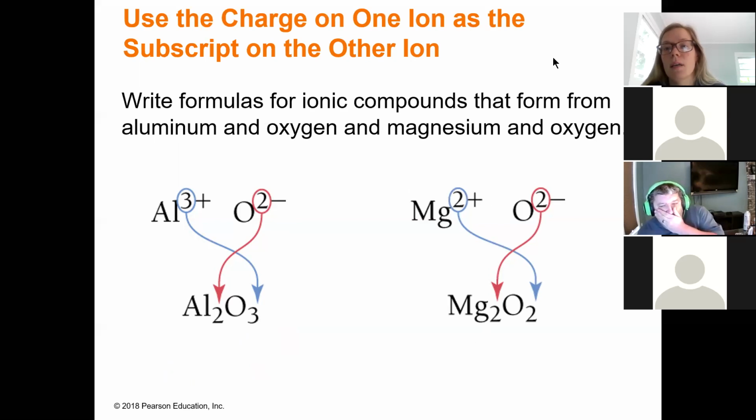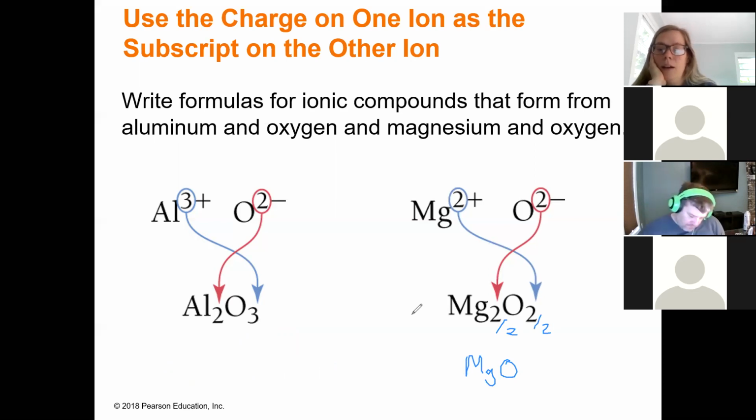This one, they need to go a step further and divide it by a factor of 2. So this would become MgO. Anytime we're dealing with ionics, you always want the lowest ratio. I don't know why they didn't reduce it on the slide, but they didn't.